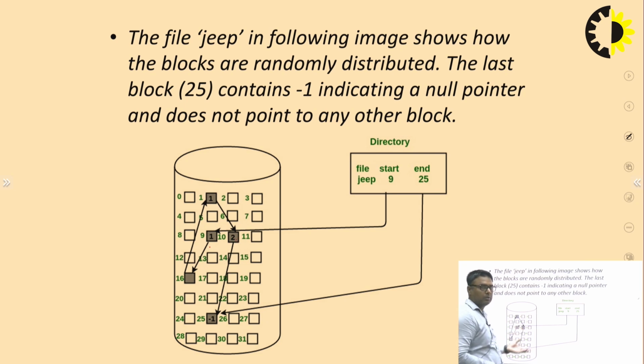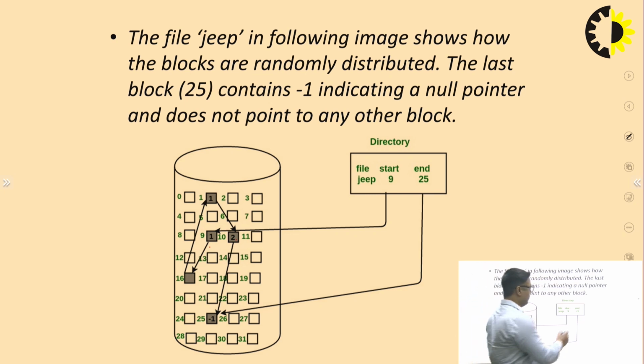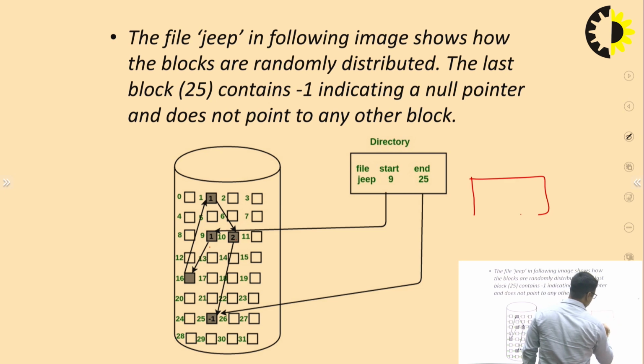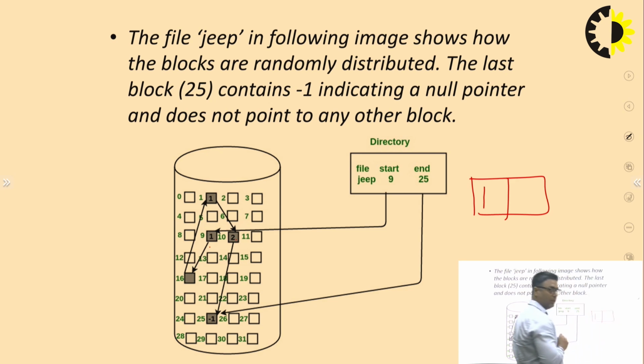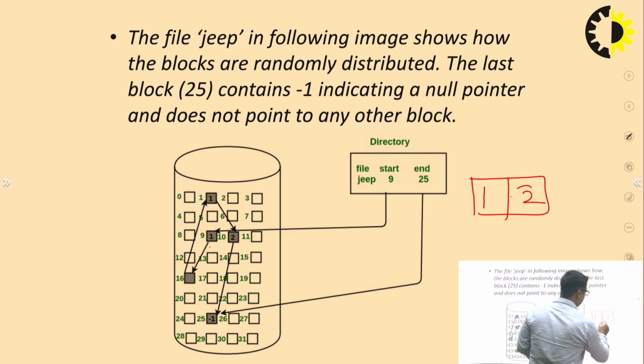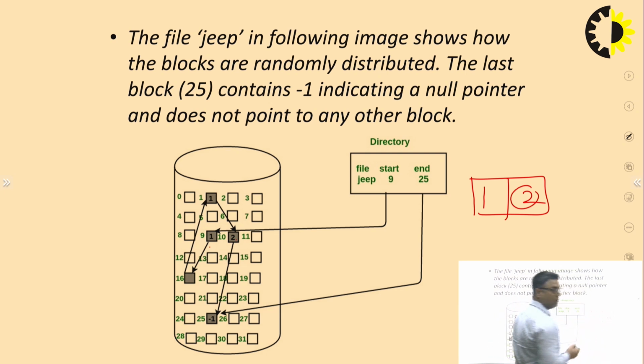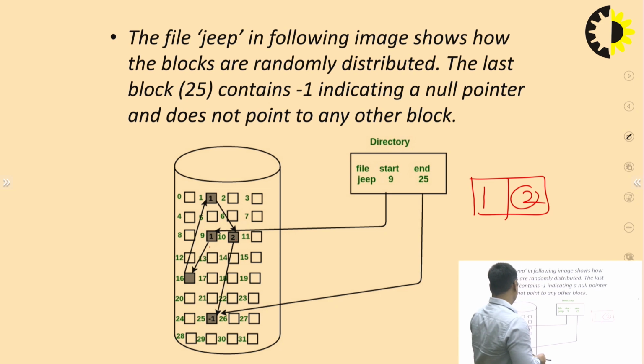The pictures are not clear, but in this way, suppose we have to store value 1, and value 1 stores the address of 2. So it is easy to access where the data is stored on the disk.